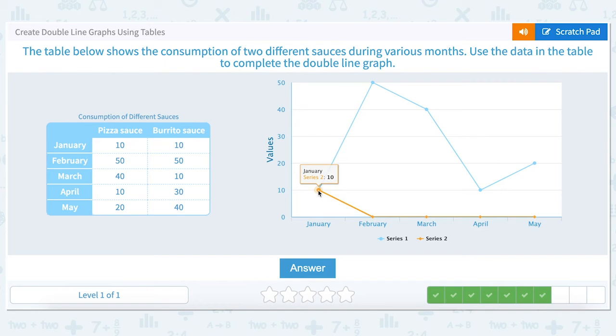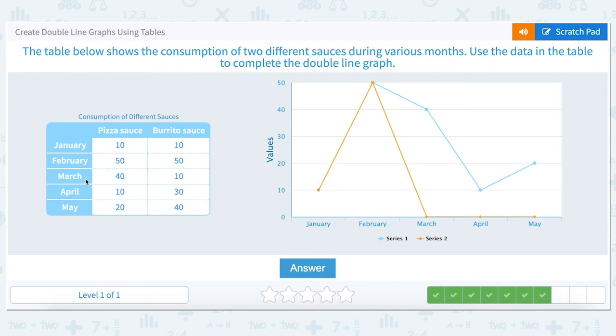The 2 graphs intersect here because the values are the same. In January, the same amount of both sauces was consumed. Let's look at February. Again, same amount of sauces consumed. We're going to plot the burrito sauce, 50 units. We go to February and we travel all the way up until 50.